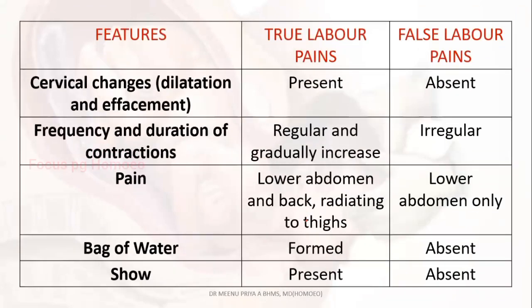This is a table which, if you can remember it, well and good, because matching-type questions can be asked. The cervical changes, dilatation and effacement, are present in true labor pain and absent in false labor pain. Frequency and duration of contraction gradually increase and are regular in true labor pain, whereas in false labor they are irregular. As for where the pain is felt, in true labor pain it is in the lower abdomen and back, radiating to the thighs, but in false labor pain it is only in the lower abdomen.